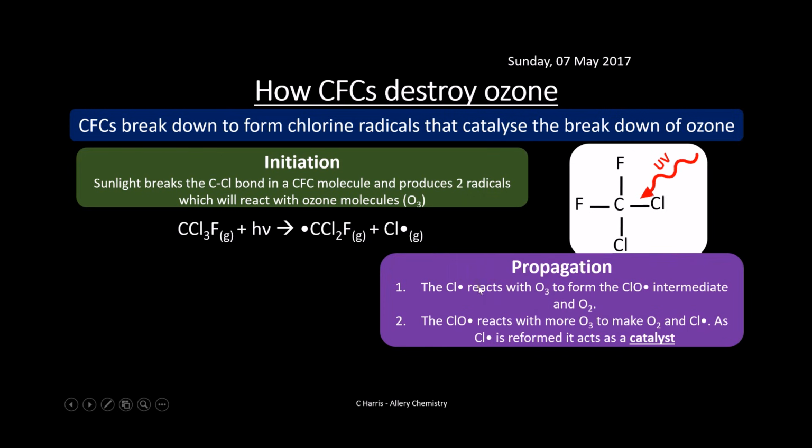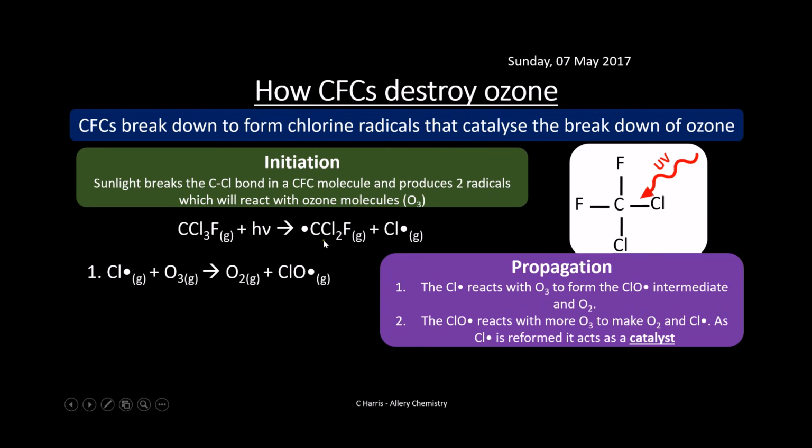Then obviously we've got a propagation step, and the Cl dot that was formed here reacts with ozone to form ClO dot intermediate and oxygen, and then that radical then reacts with more ozone to make oxygen and Cl dot. And basically, because this Cl dot is reformed, we know it's a catalyst. So let's have a look at the reaction.